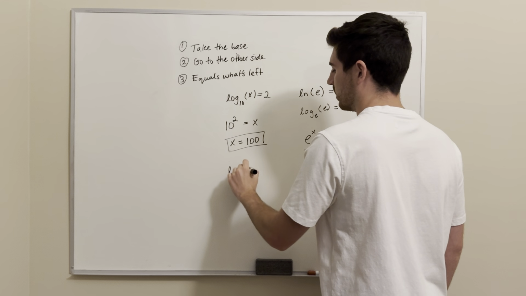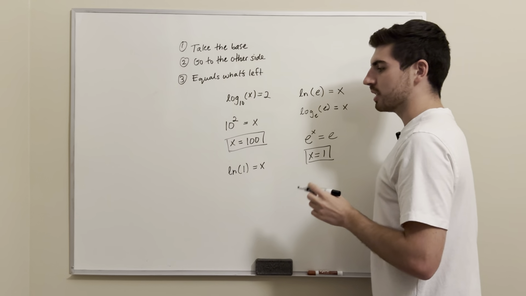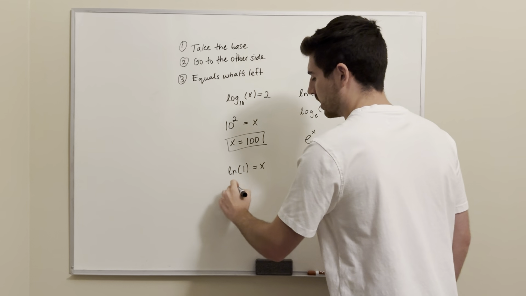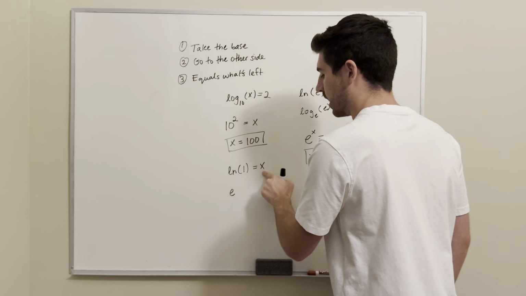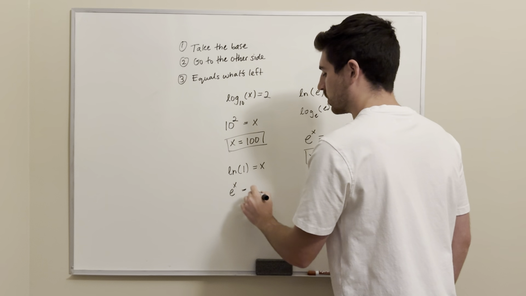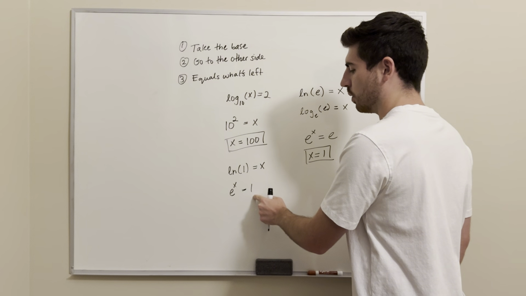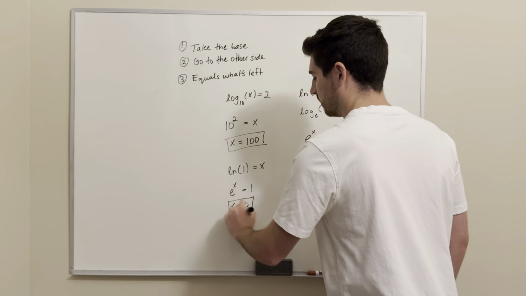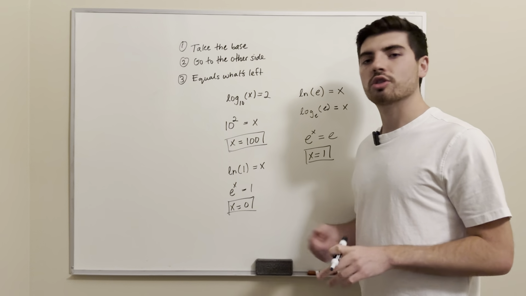Let's try this one now. Natural log of 1 equals what? Let's take the base, and this time I'm not going to write the log form. Take the base, which we know is e, because that's implied. Go to the other side, which is x, equals what's left, 1. So e to what power equals 1? That's just 0. Because any number raised to the 0th power is just 1.